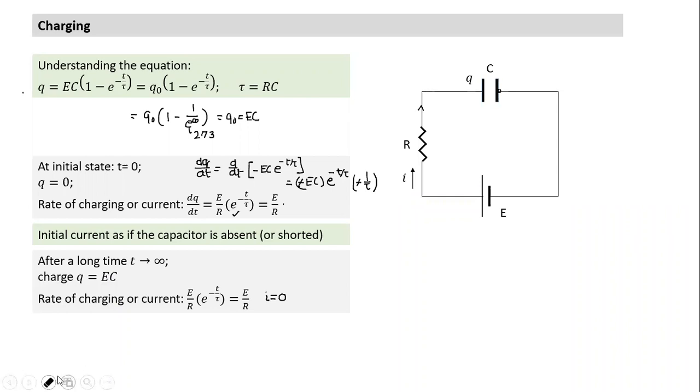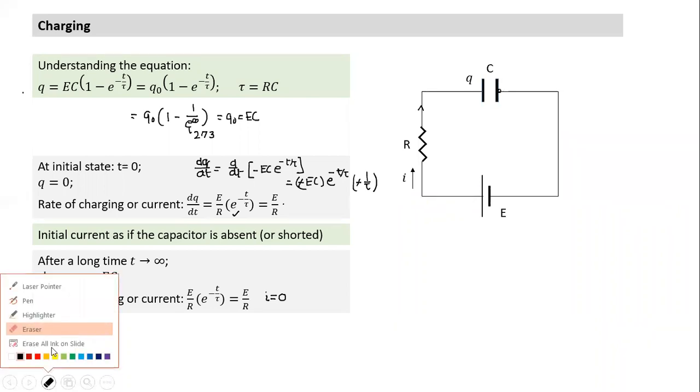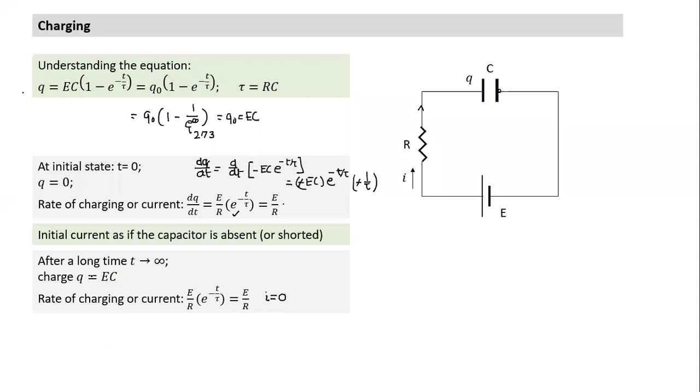I hope the logical sequence is clear, if we think step by step about what is happening. The entire thing is based on the fact that there are three elements here. The battery is a source of voltage, and this voltage of the battery gets distributed into two parts.